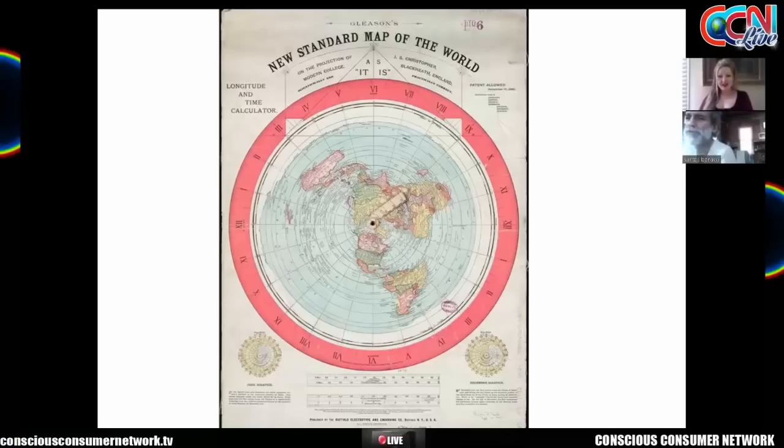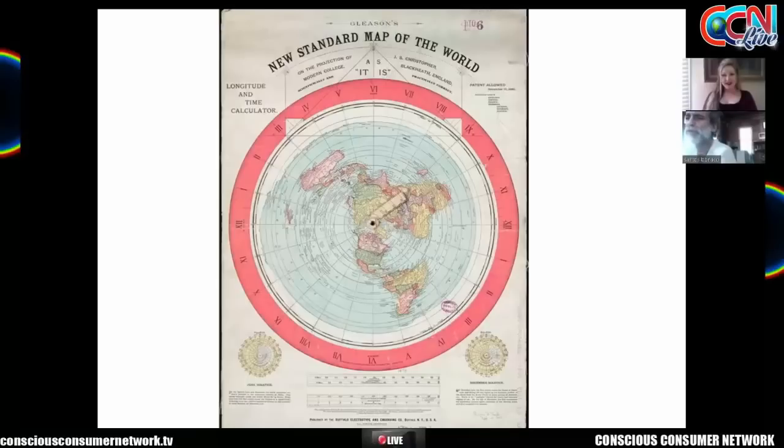This is the true map of the Earth that we live on. This, what's called, is the equidistant azimuthal projection. So, equidistant azimuthal.